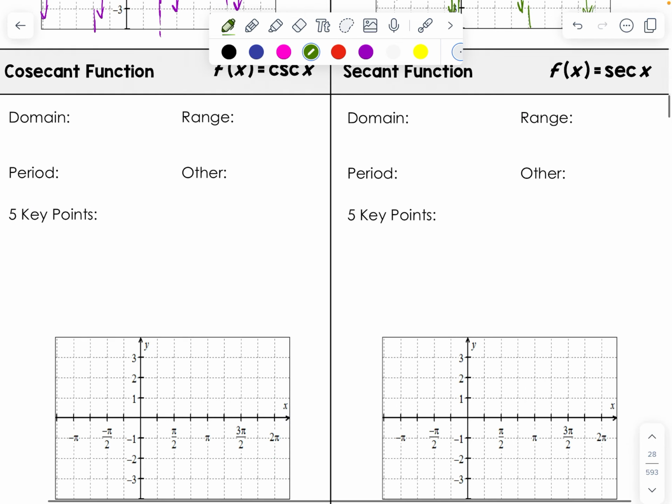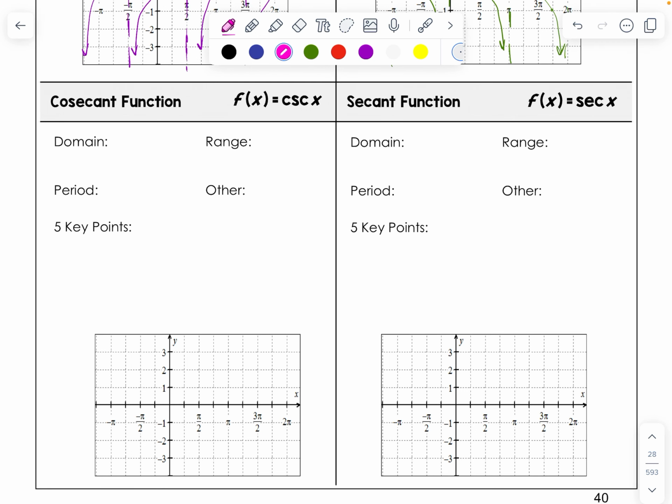All right, we got cosecant, whose domain is x not equal to pi times k. The range goes from negative infinity to negative 1, and then it starts again from 1 to infinity. The period is 2 pi. It's odd, discontinuous.